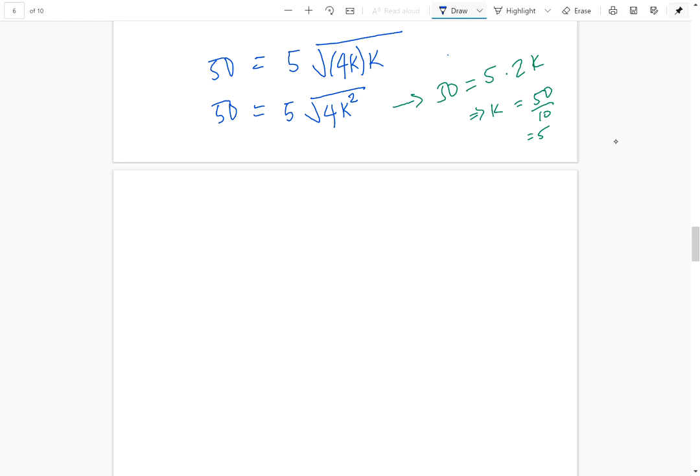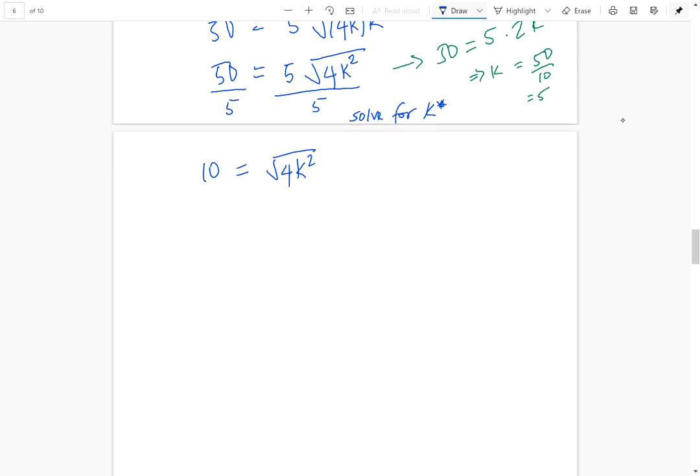So we have 50 is equal to 5 divided by 4K squared. If we divide both sides by 5, we end up with 10 is equal to the square root of 4K squared. We're trying to isolate K. We're trying to solve for K, which is going to be our K star, our optimal cost minimizing level of K to produce 50 units of goods or output.